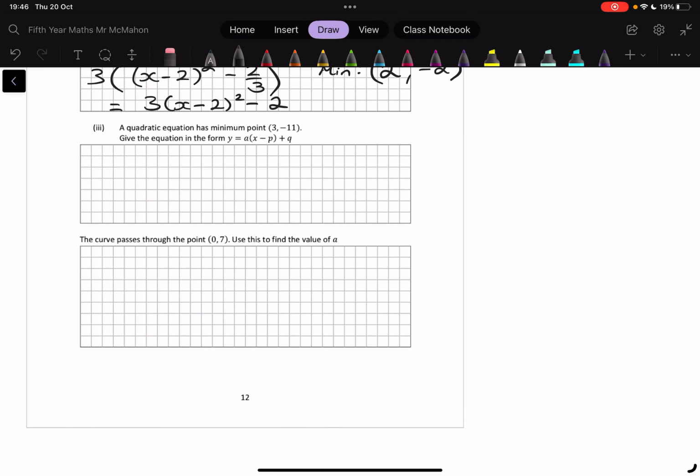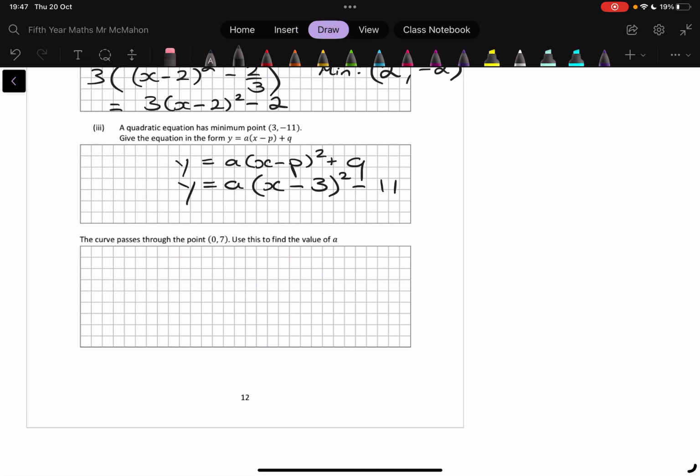The last part here gives us a quadratic equation with a minimum point of (3, minus 11). And we are asked to give the equation in the form of the completed square that we have from before. So y is equal to a(x minus p) squared plus q. Okay, so we don't know what a is yet. We know that our minimum point is p, and the other value is q. And that is the best we can go so far.